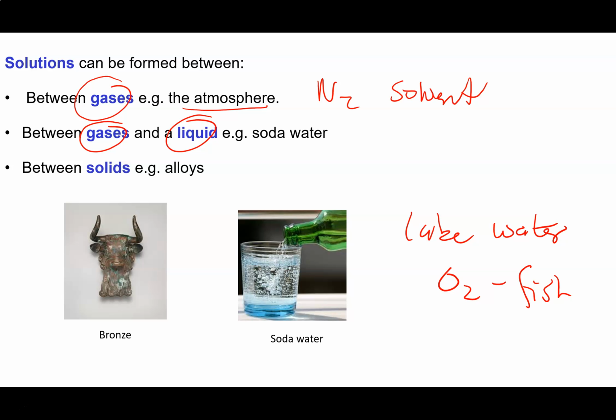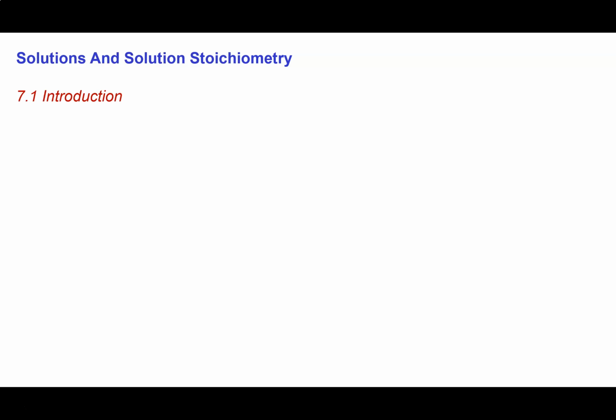And then we can also even form solutions between solids, and good examples of this would be alloys. One of the earliest alloys that we made as humans was bronze, where we add tin to copper. Clearly, these things are both solids. And then more modern alloys would be things like steel, where we take iron and add small amounts of carbon and sometimes other metals like chromium and manganese. So it doesn't have to be a liquid with a solid. Okay, so that concludes our introductory video where we explained some of the key properties of solutions.